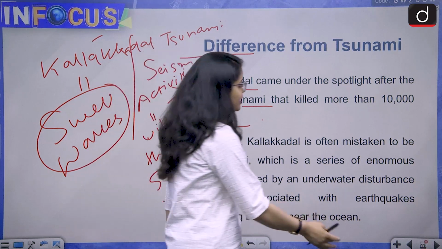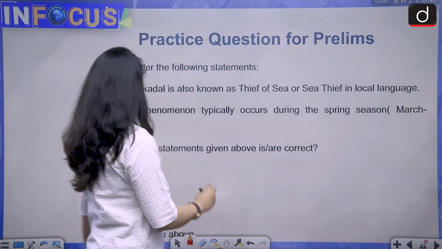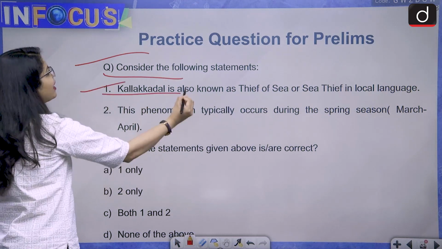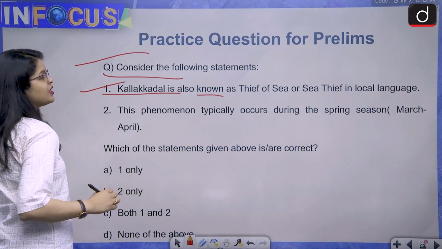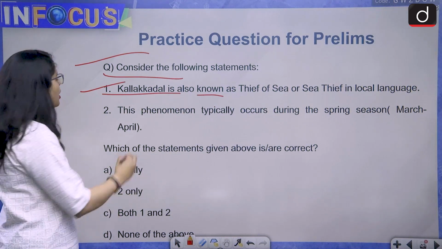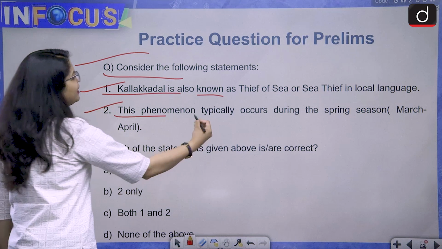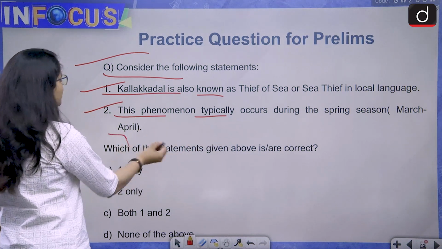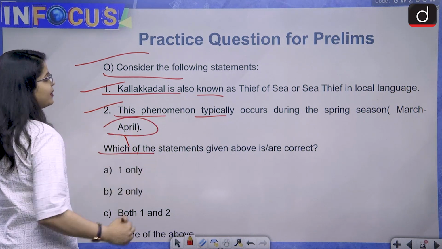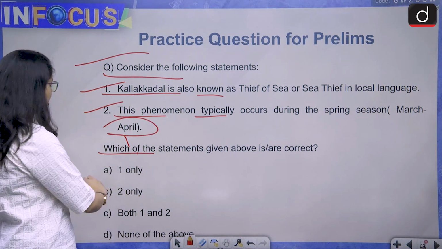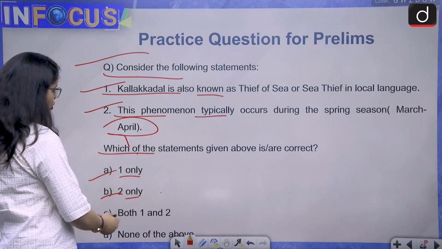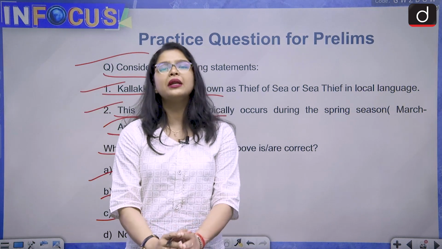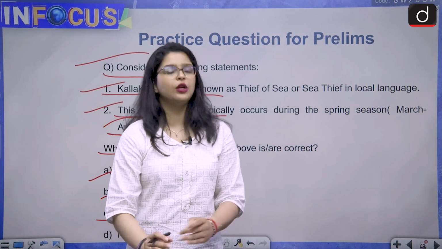Now let us discuss a practice question for your prelims examination. So the question is, consider the following statements. Statement number 1 is, Kallakkadal is also known as thief of sea or sea thief in local language. Statement number 2 is, this phenomenon typically occurs during the spring season, that is March and April. Which of the statements given above is/are correct? Your options are, option A is 1 only, option B is 2 only, option C is both 1 and 2, and option D is none of the above. So kindly drop your answers in the comment box below.